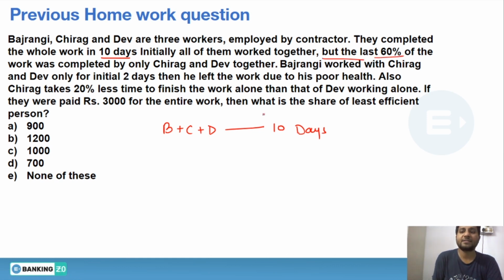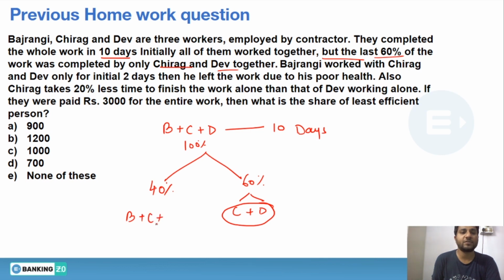But the last 60% of the work, let's say the work was 100%, was completed by only Chirag and Dev. That means Chirag and Dev completed the remaining 60% work. So the initial 40% work has been done by Bajrangi, Chirag and Dev, that means all of them. Bajrangi worked with Chirag and Dev only for the initial 2 days. That means these three persons worked for 2 days, while these 2 persons worked for the rest of the 8 days, because the total work has been completed in 10 days.